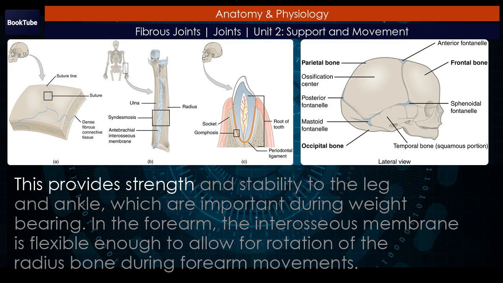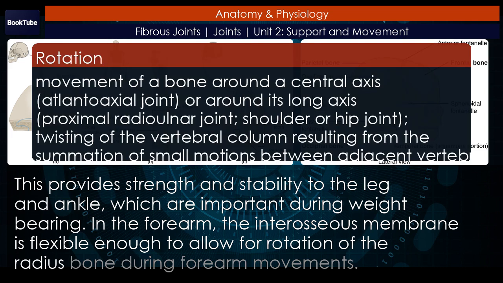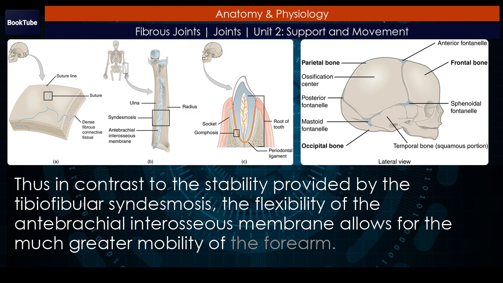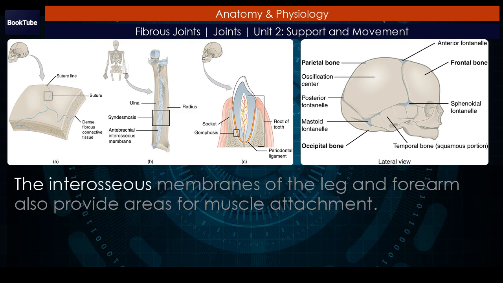This provides strength and stability to the leg and ankle, which are important during weight-bearing. In the forearm, the interosseous membrane is flexible enough to allow for rotation of the radius bone during forearm movements. Thus, in contrast to the stability provided by the tibiofibular syndesmosis, the flexibility of the antebrachial interosseous membrane allows for the much greater mobility of the forearm. The interosseous membranes of the leg and forearm also provide areas for muscle attachment.